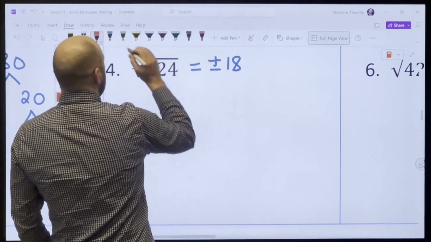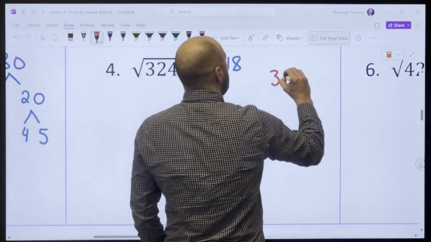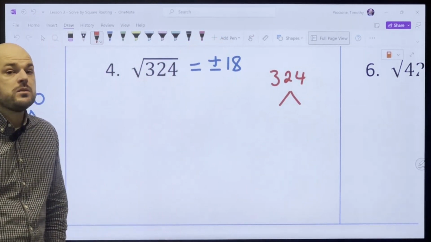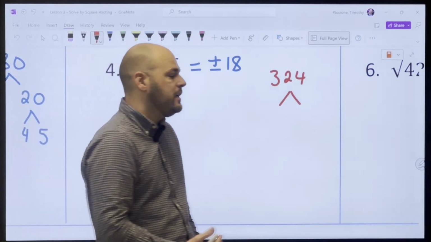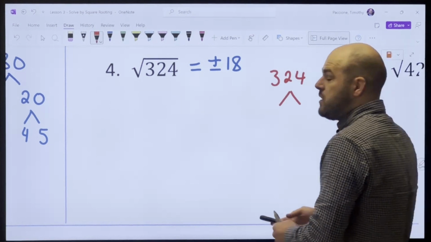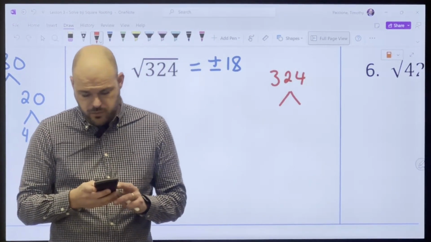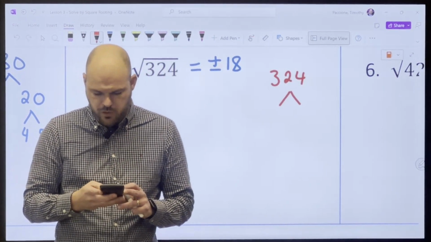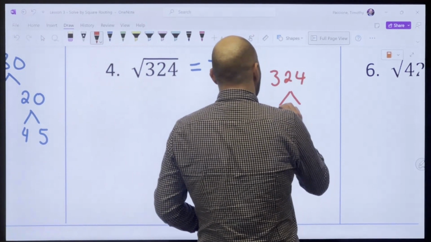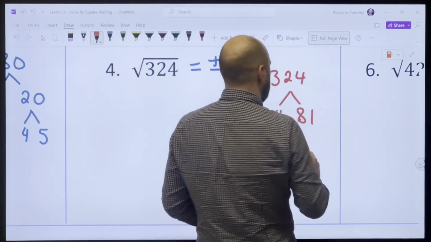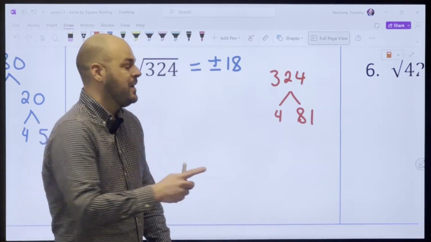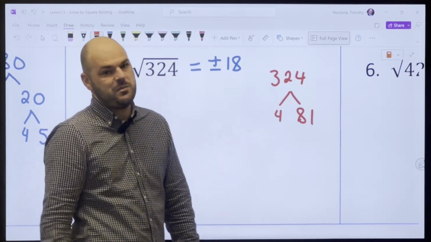I can say, okay, 324, let me try to break that down a little bit, right? So I grab my calculator, I say, well, 324 divided by 4. Oh, interesting. 4 and 81. And then you notice, wait a minute, those are both perfect squares that I do know. I know that that's a perfect square, and I know that that's a perfect square.